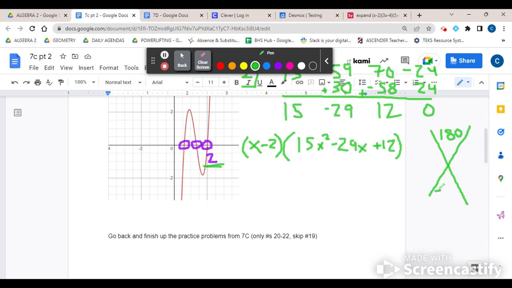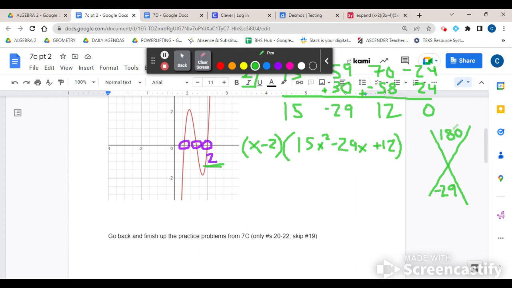Now we need two numbers that multiply to 180 and add to negative 29. Two factors that multiply to 180 and add to negative 29. If you need to use a factoring calculator to figure that out, I know I put one up online a while back. You could type in a factor calculator on Google if you need to. I'll see if I can show you one at the end of this video.